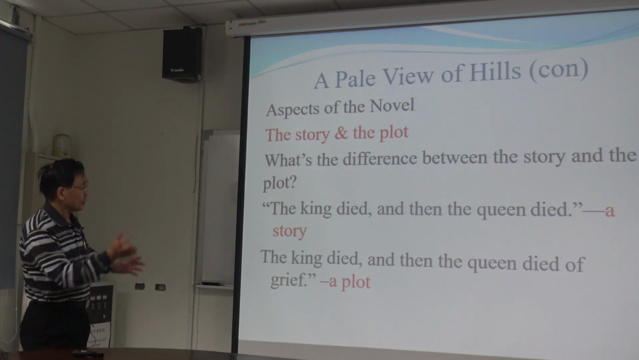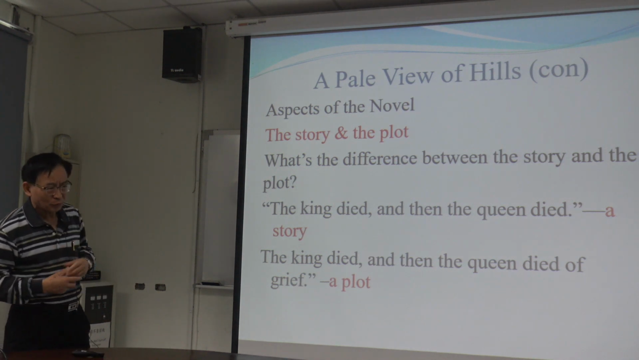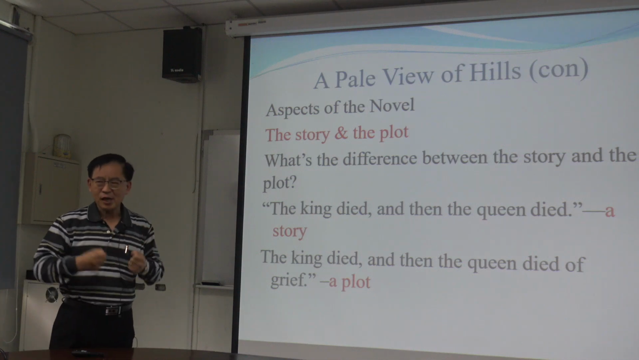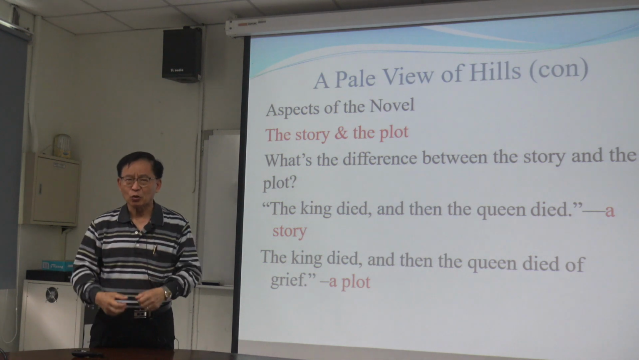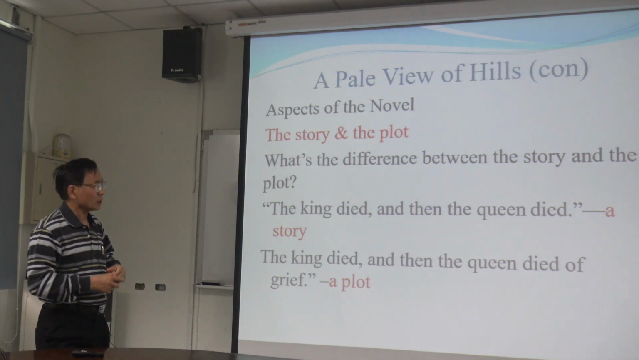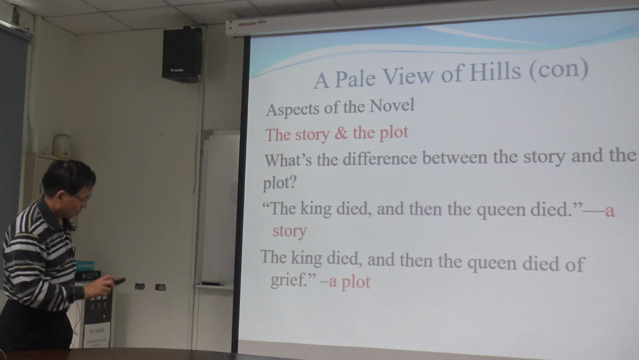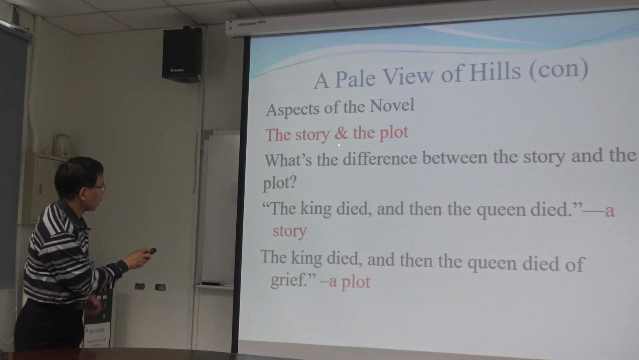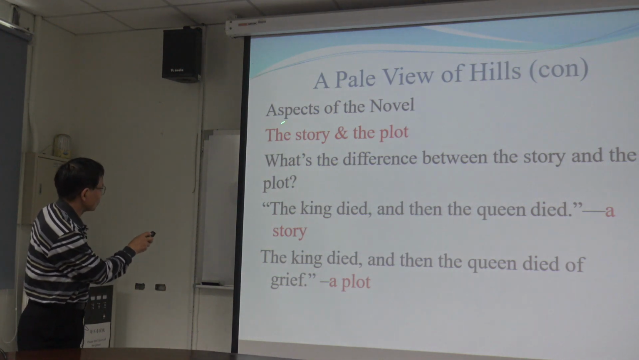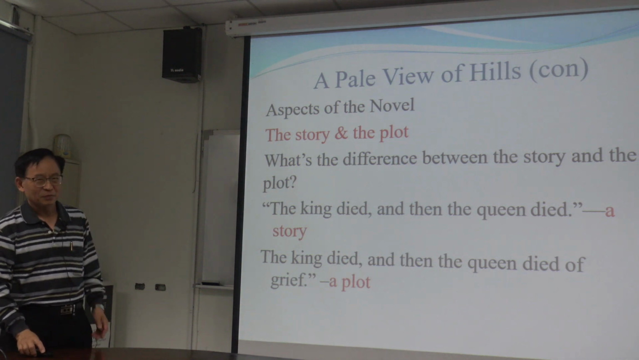And here I want to say a few words about aspects of the novel, because A Pale View of Hills is a novel. When we deal with a novel, when we read a novel, what important aspects do we need to know? Of course, we need to know the story. We need to know the plot. In Chinese, the story is called 故事. The plot is called 情节.